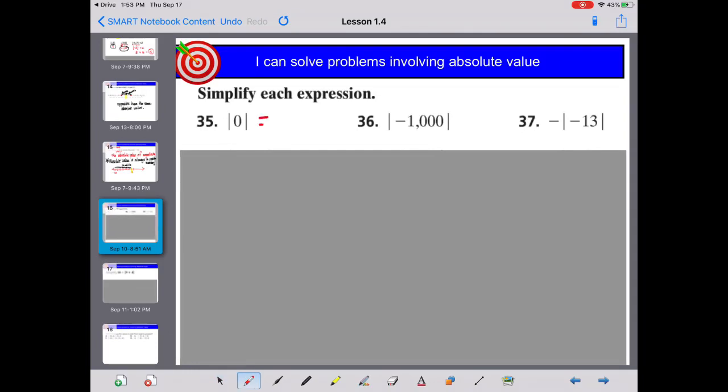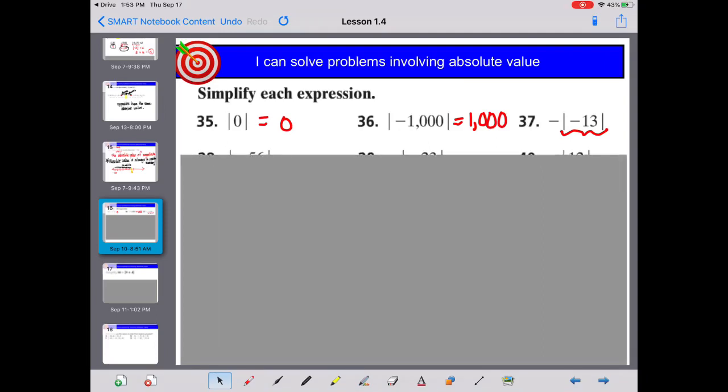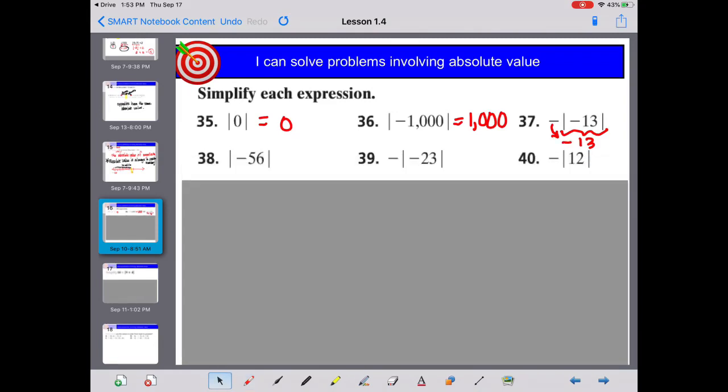The absolute value of 0 is 0 because 0 is 0 units from 0. Number 36, the absolute value of negative 1,000 is exactly 1,000 units away from 0. Number 37, this is a grouping symbol, so I need to solve the absolute value of negative 13 first. The absolute value of negative 13 is 13. And then this negative sign just comes down, so my answer is negative 13.